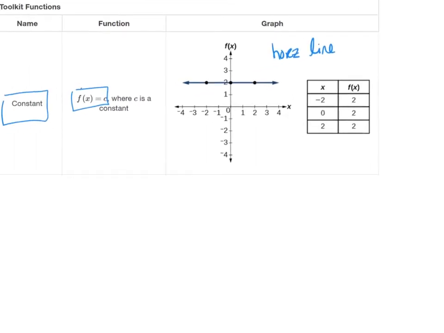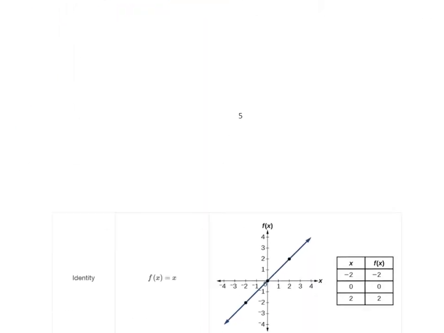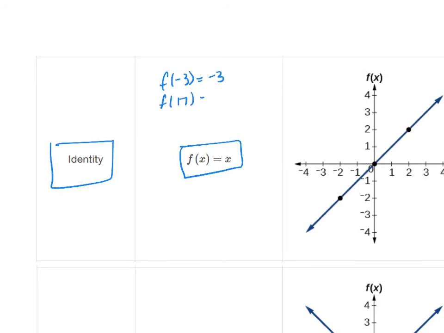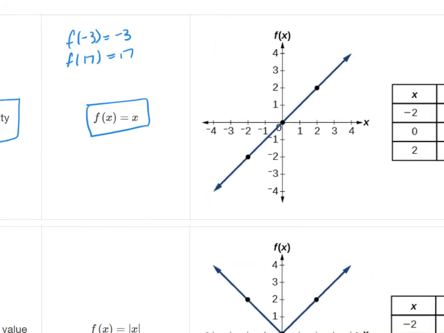Okay. The next one that you should know is the identity function. What it looks like is f of x is equal to x. And the reason this is the identity function is because when I do f of -3, -3 comes out. When I do f of, say, 17, 17 comes out. So whatever my x value is, it's the same thing as my y value. Now it's a line. It is not a horizontal line. It's a line that goes through the origin and has a 1, 1 slope.